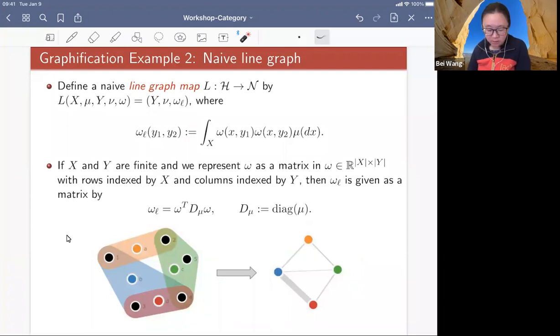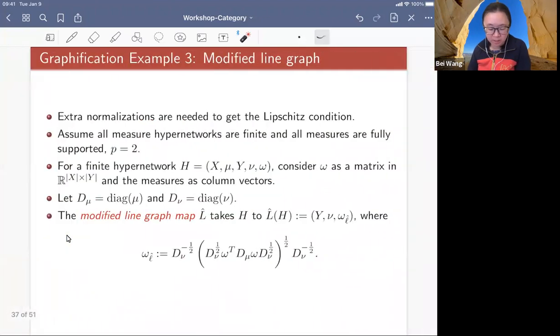But instead, what I'm going to show is that if you modify this mapping slightly, meaning that when I map the hypergraph to a graph, I need to look at how this weight is changing, and I need to do this in a form that almost looks like a normalized graph Laplacian. Under this specific type of mapping between the hypernetwork and a network, you actually can get a Lipschitz condition.